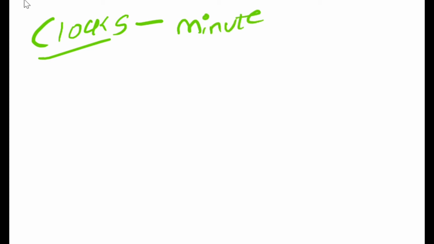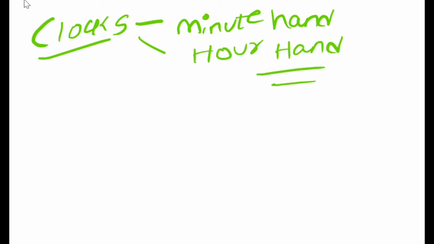As I said, this is the clocks topic. In this topic we have the minute hand and the hour hand, and questions will come from these two. That means: how many times do the minute hand and hour hand coincide with each other, how many times are they exactly opposite to each other, and how many times do they form 90 degrees, or 60 degrees, or 30 degrees with each other. Questions like this will be there in your examination.